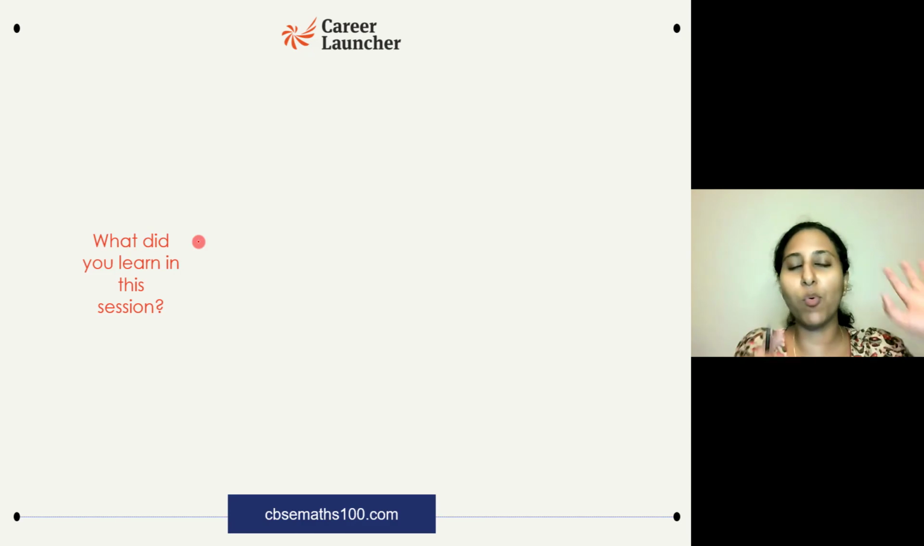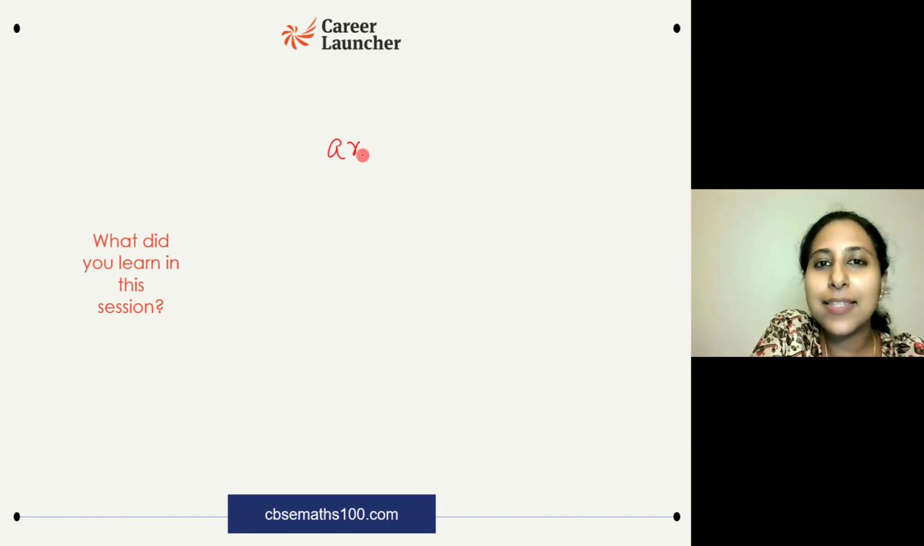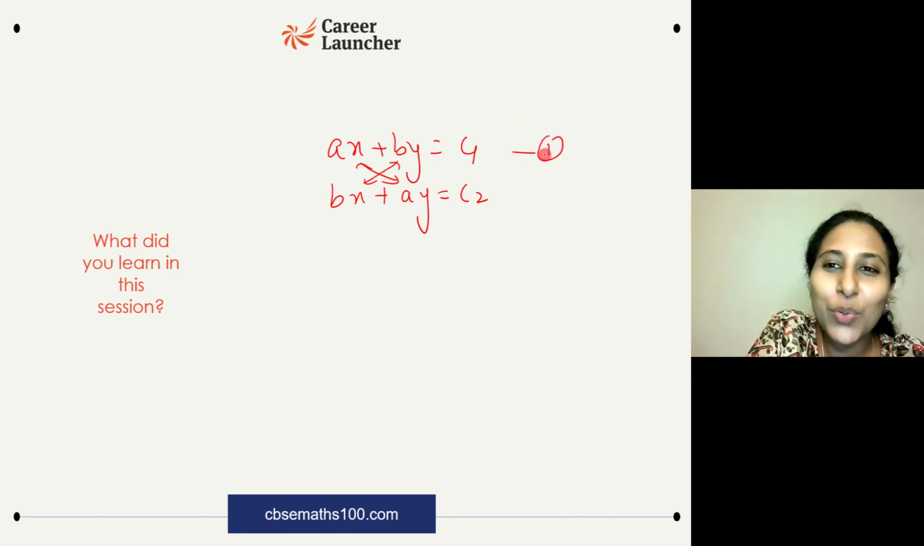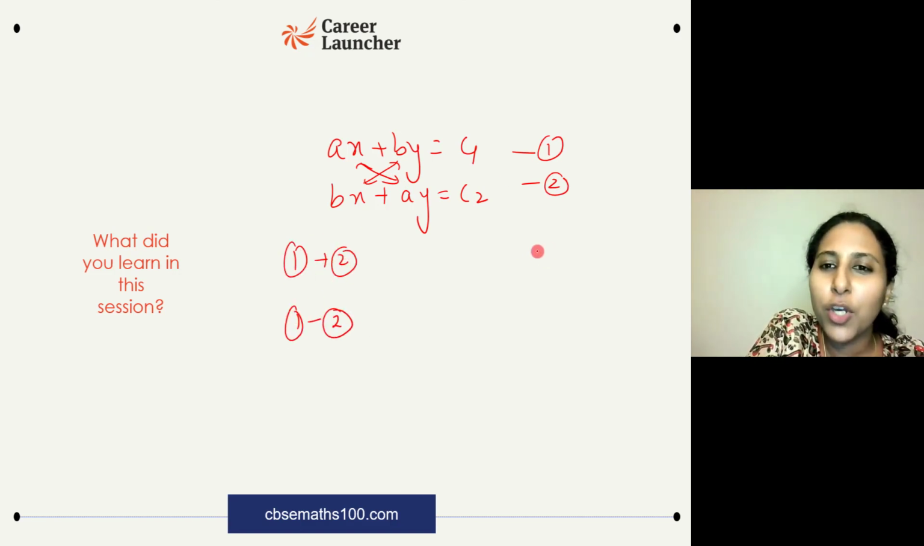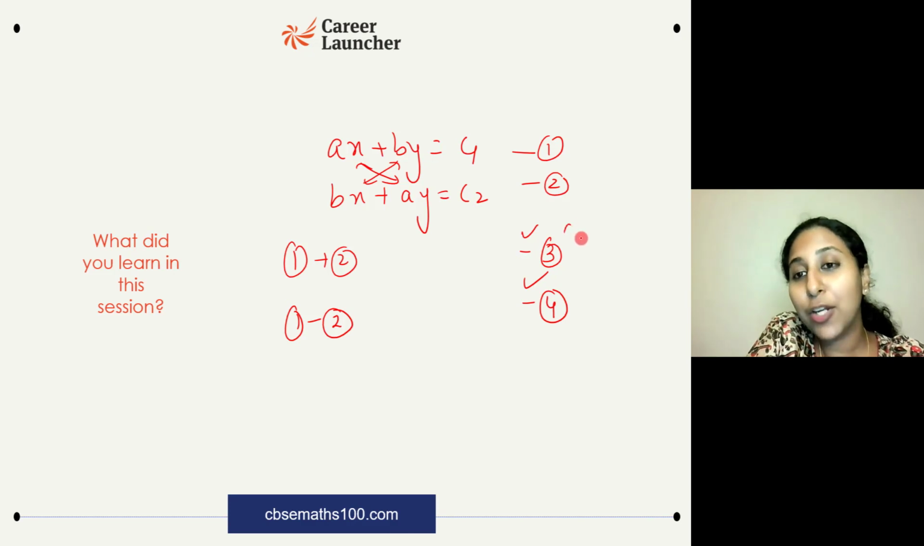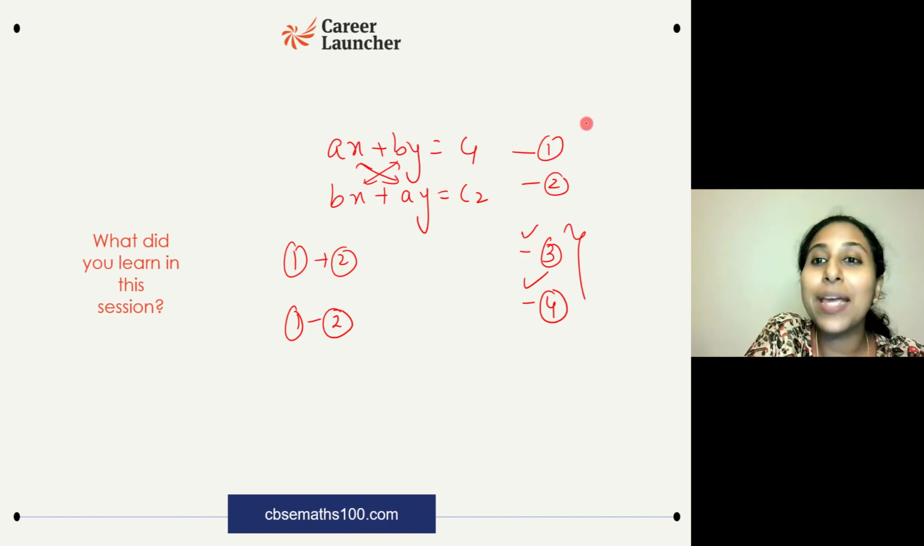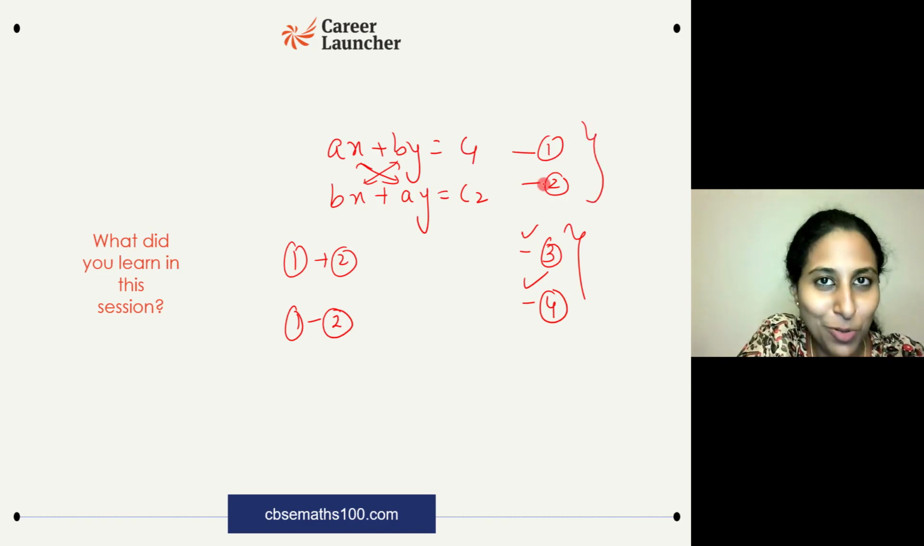One important type of question which we saw was ax plus by is equal to c1, bx plus ay is equal to c2. How do you solve this? What is happening here? The x and y coefficients are getting interchanged. So what you do in these type of questions is add 1 and 2, subtract 1 and 2. You get two new equations, which I will call 3 and 4. Simplify this to the maximum possible and use these two new equations to find the values of x and y. That way, these type of questions become easy to solve.